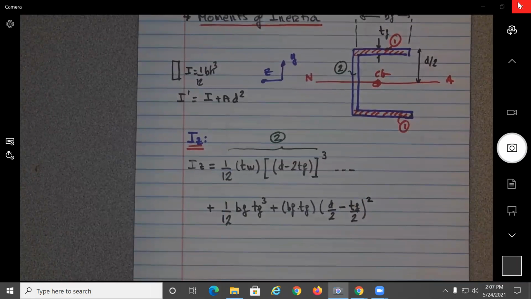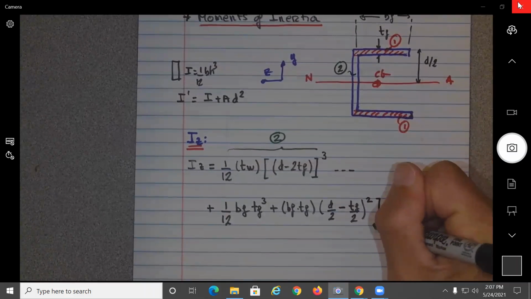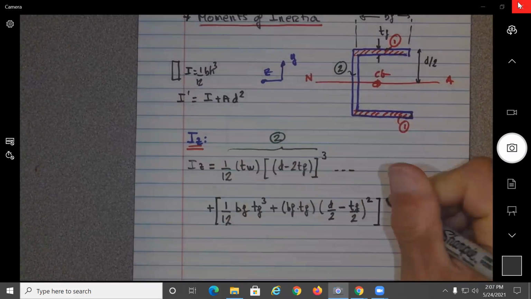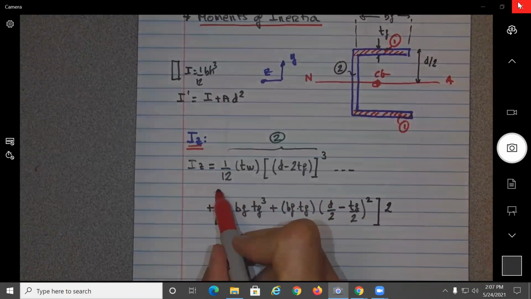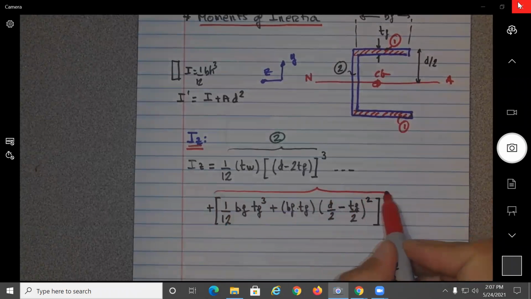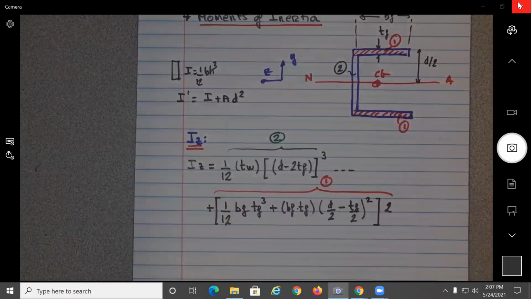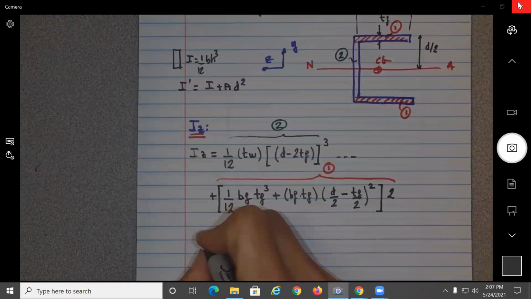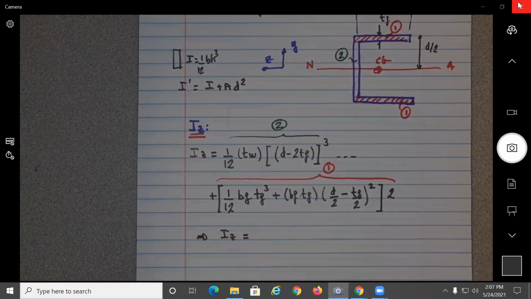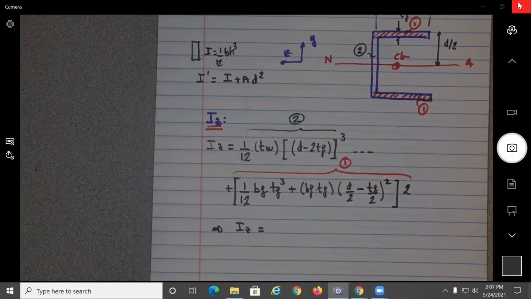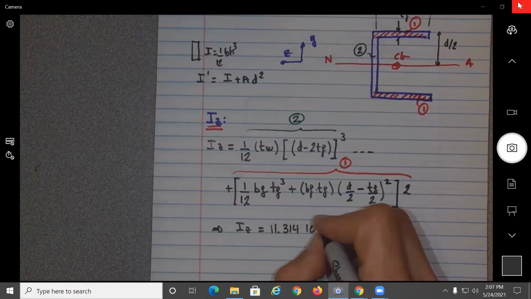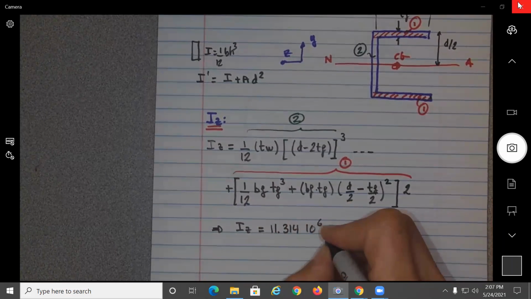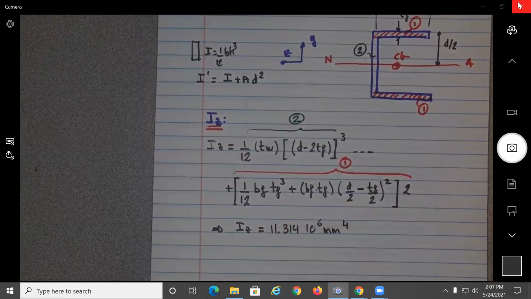But now what happened? We have 2 of these areas 1. So what can we do? Just multiply everything by 2. And again, this will be the moment of inertia for 1. So it gives you a moment of inertia about the z-axis equal to 11.314 times 10 to the 6 millimeters to the 4th.